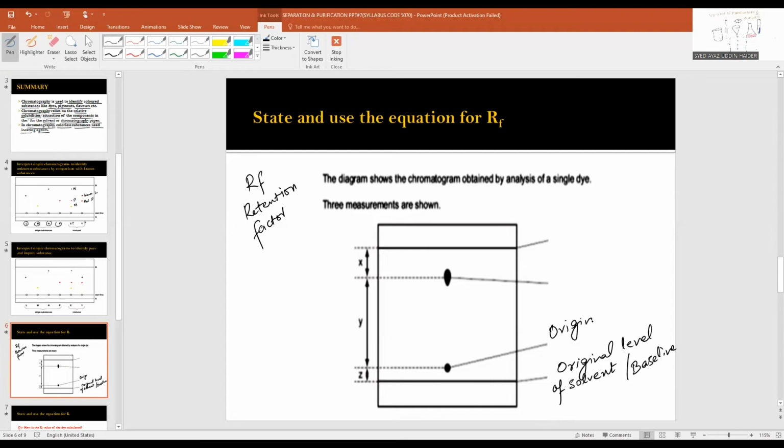Original spot of dye and final position of dye. This is the final position of dye. Y is the distance traveled by the dye.